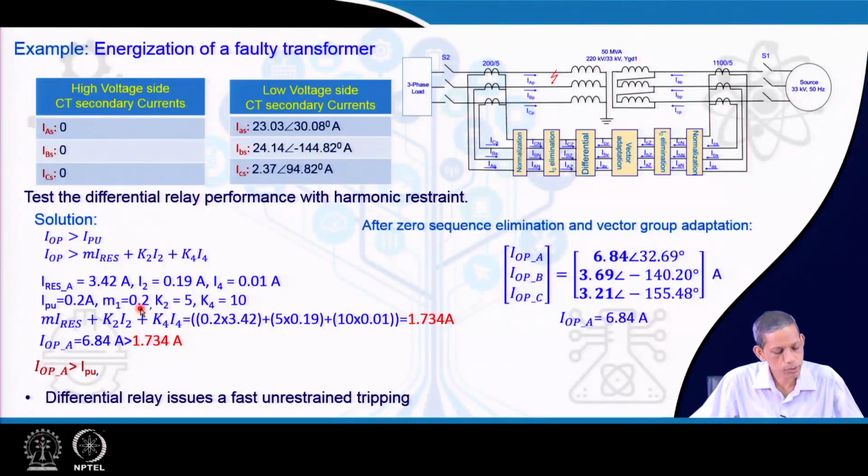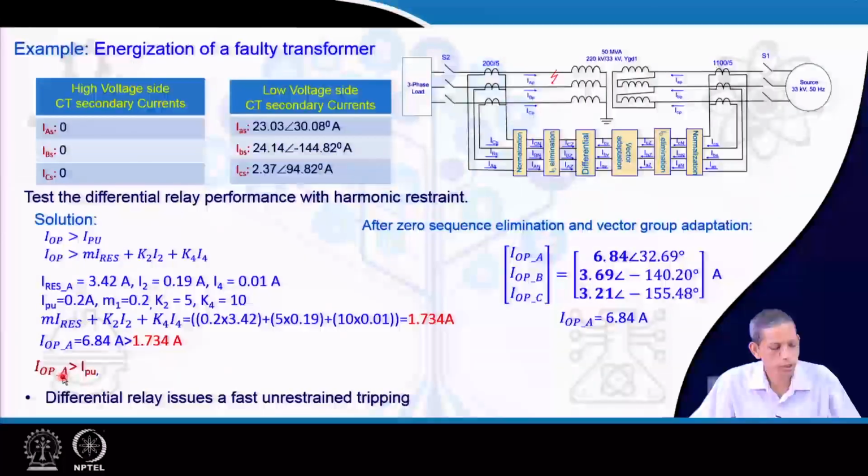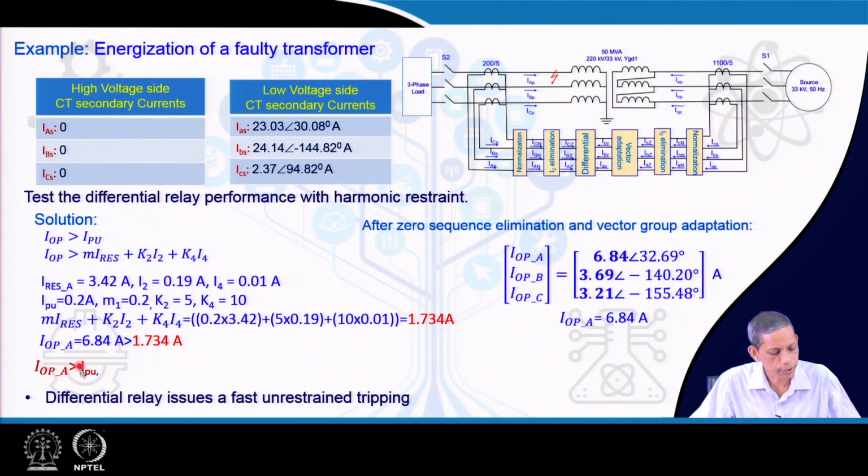So, substituting the values, I operating is 6.84, which is much higher than the 1.73 ampere. That leads to the situation where I operating for A is greater than IPU and also greater than the restraint current 1.734. Therefore, the differential will operate for this internal fault case, which is a correct decision. It means the differential relay including the harmonic restraints is successful in its operation during an internal fault.